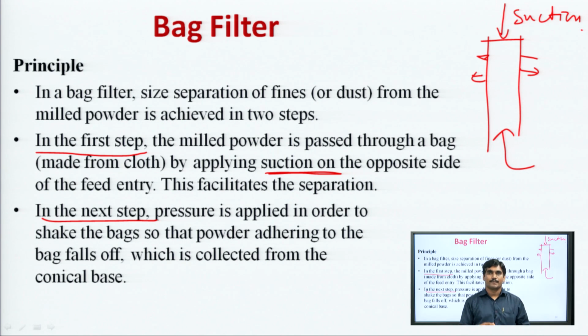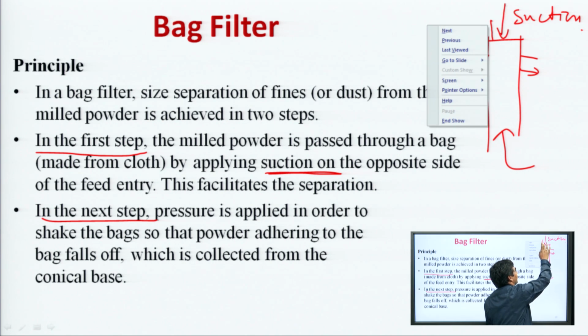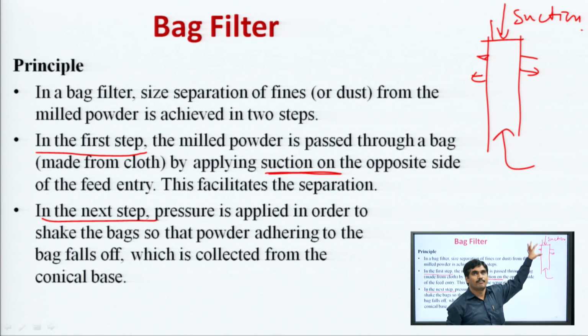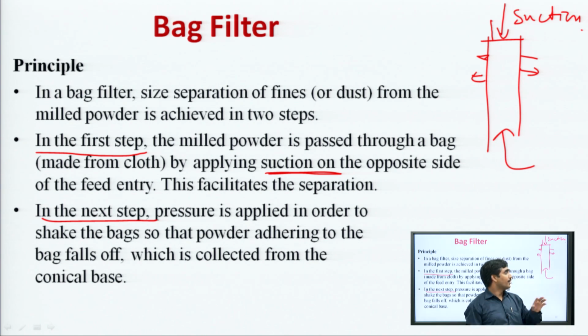what we are doing in the second step, pressure is applied in order to shake the bags. As soon as we have first applied the suction, the particles get separated, then we have to apply pressure on these bags. After applying pressure, the bags are shaken, and due to the shaking of these bags, the powders which adhere to the wall of the bags get separated and they come down or fall off, which is collected from the conical base.